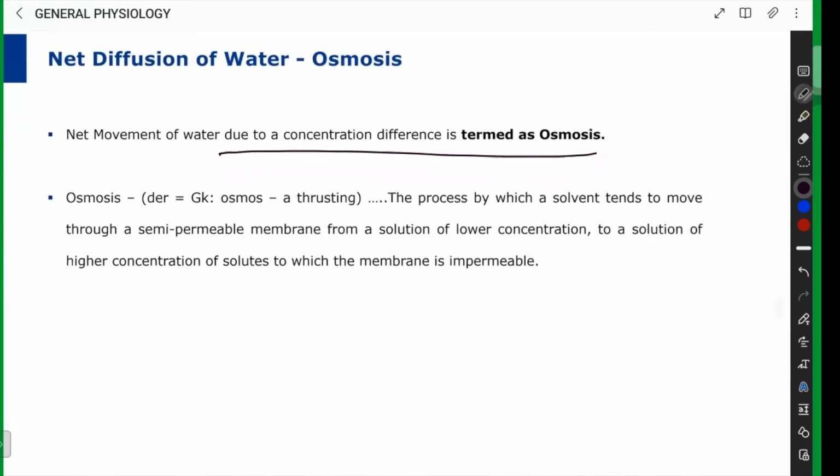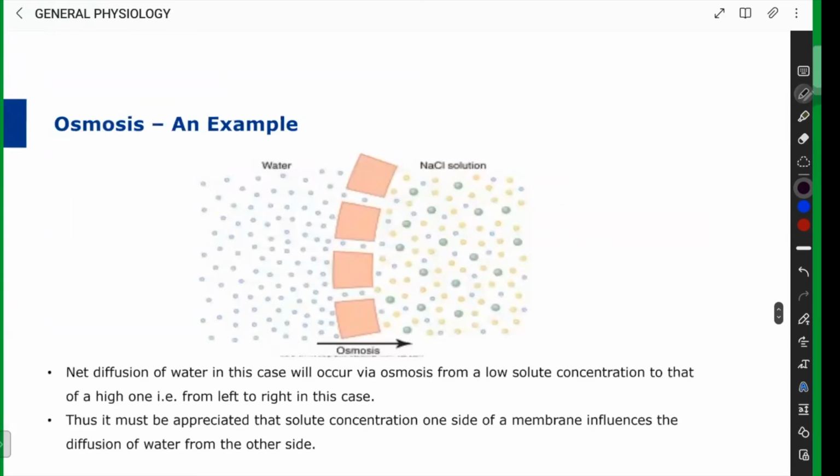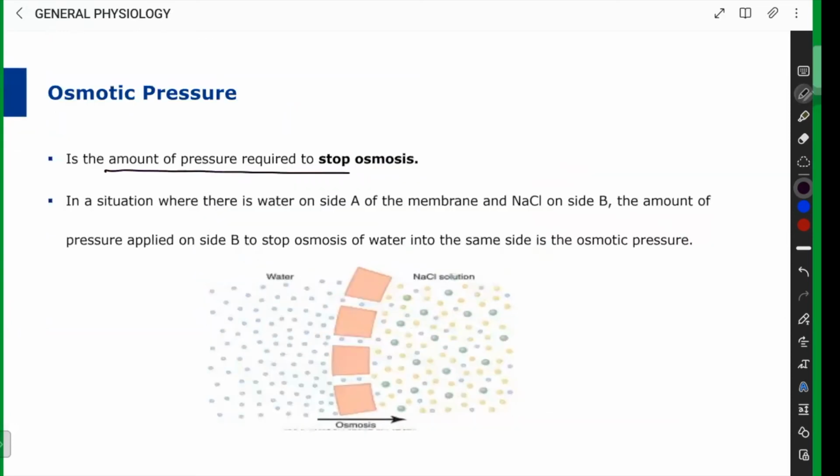Now what is the osmotic pressure? The amount of pressure required to stop osmosis is called your osmotic pressure. The osmotic pressure is the pressure that is required to stop your osmosis. In a situation where there is water on the A side of the membrane and NaCl is on the B side, there should be some amount of pressure applied to the B side to stop the water transportation from the A side into the B side.